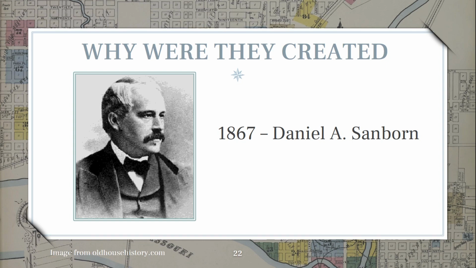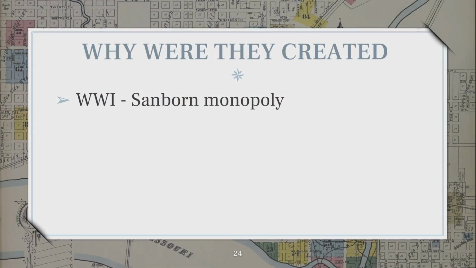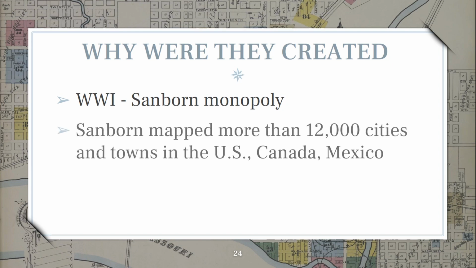Sanborn's company dominated the fire insurance map industry well into the 20th century. By World War I, the Sanborn Company held a virtual monopoly in the fire insurance map-making business. A few small regional companies remained, but none were able to provide any true competition. Over the years, the Sanborn Company mapped more than 12,000 cities and towns in the United States, Canada, and Mexico.